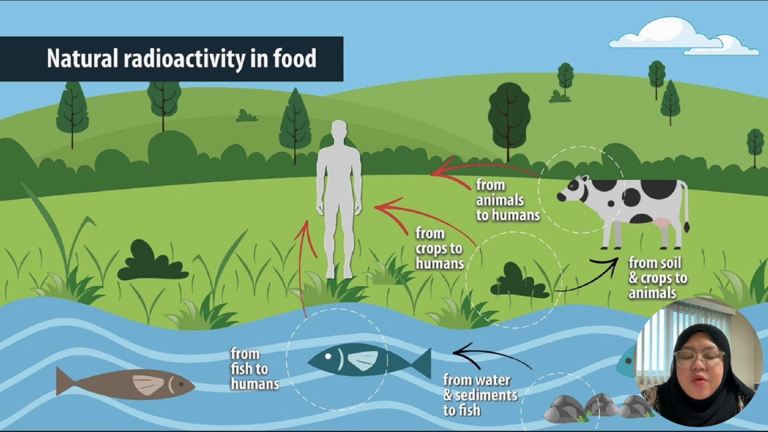This diagram shows how natural radioactivity can enter our food chain. It all begins with radioactive elements in soil and water, which occur naturally due to the presence of isotopes like uranium, radon, and potassium-40. From the soil, these radioactive materials are taken up by crops and plants. Animals like cows then eat these crops, leading to the transfer of radioactivity to animals. Humans in turn are exposed when we consume crops and animals, completing the cycle. In aquatic environments, radioactive particles in water and sediments can be absorbed by fish. When humans eat contaminated fish, they are also exposed to natural radiation.